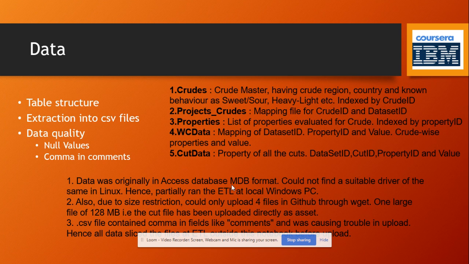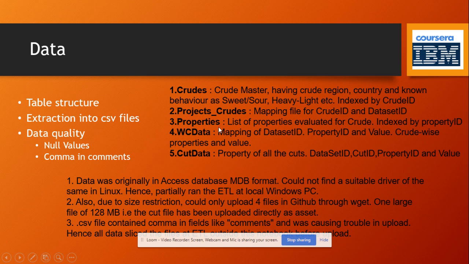First of all, this crude data is published by ExxonMobil at the beginning of every year, and as a subscriber, we receive a database from them in the form of an Access file, which has certain tables. Let us say four tables are of importance for this project. One is a crude master table having the crude region and all. Second, there is a map. There is an identifier in crude master, which is crude ID and dataset ID, and the project crudes table performs a mapping between these two.